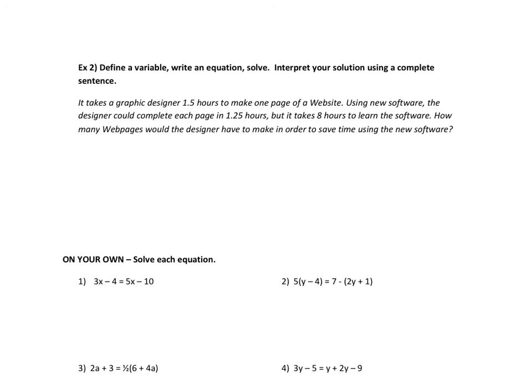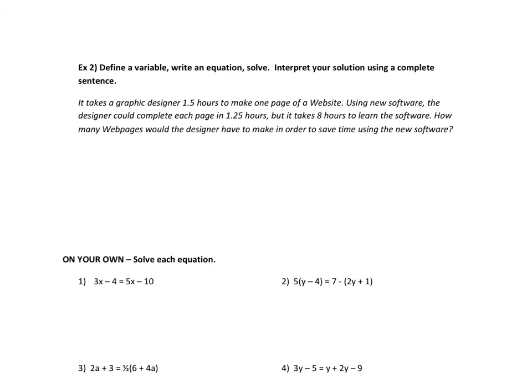On this problem, we are going to be defining a variable, writing an equation, solving it, and then using a complete sentence. It takes a graphic designer 1.5 hours to make one page of a website. Using new software, the designer could complete each page in 1.25 hours, but it takes 8 hours to learn the software. How many pages would the designer have to make in order to save time using the new software?